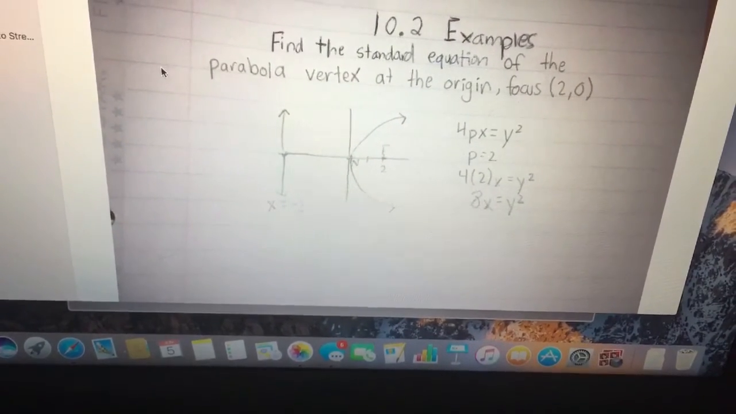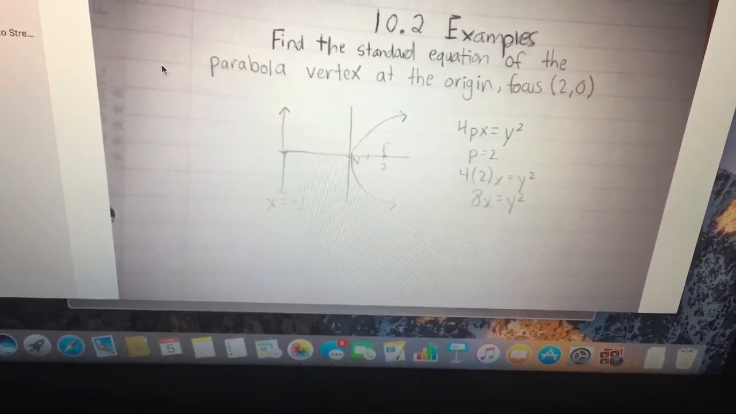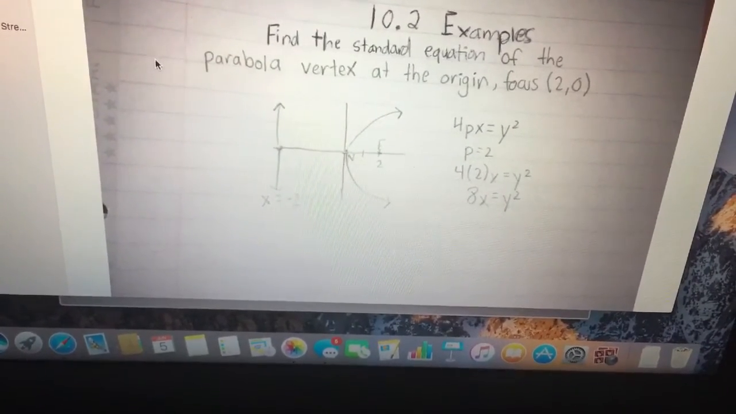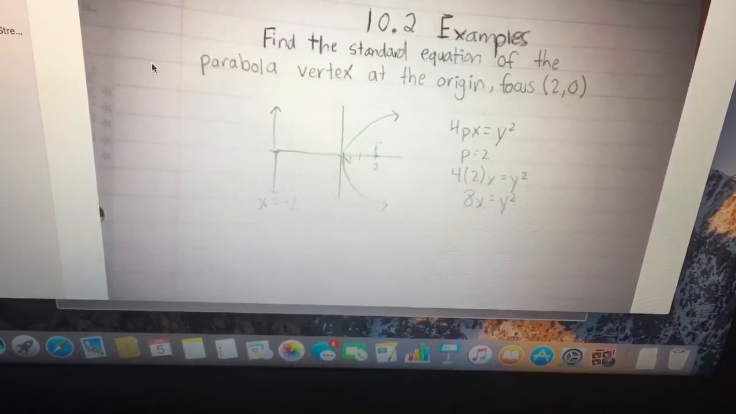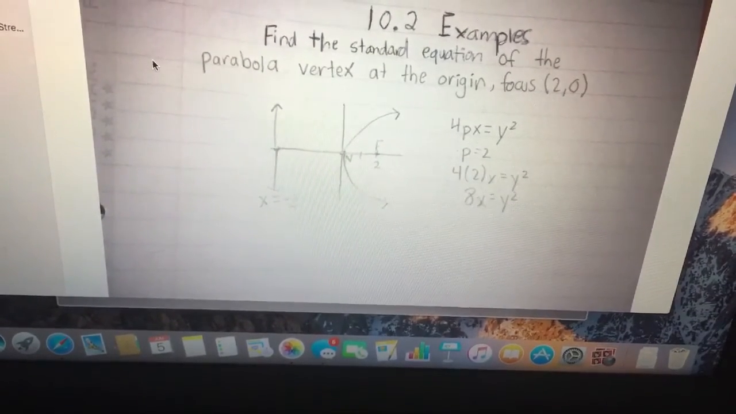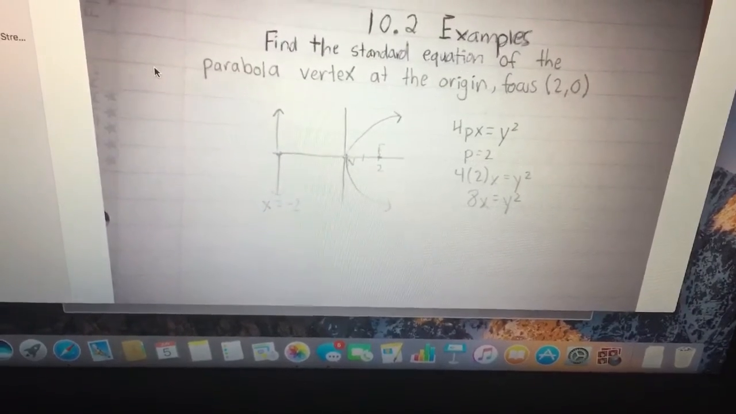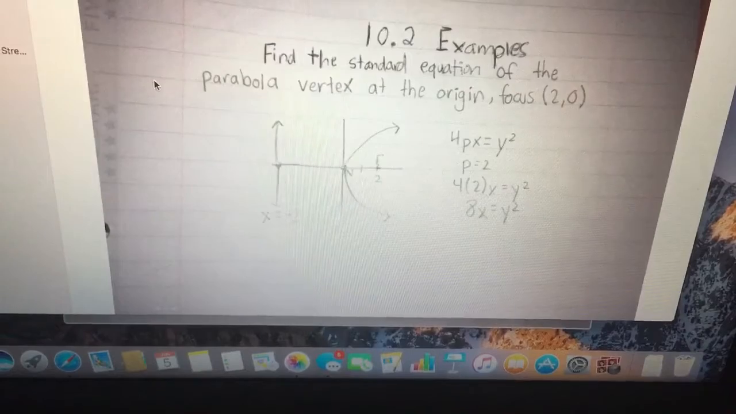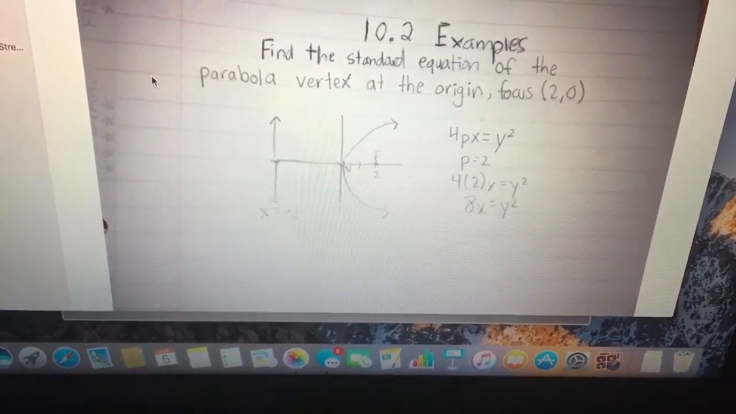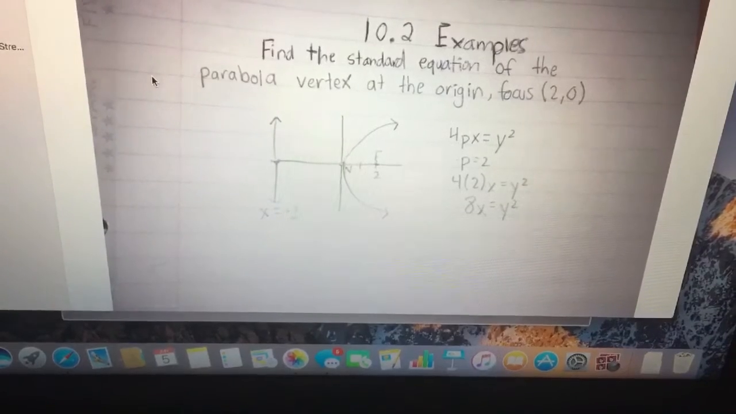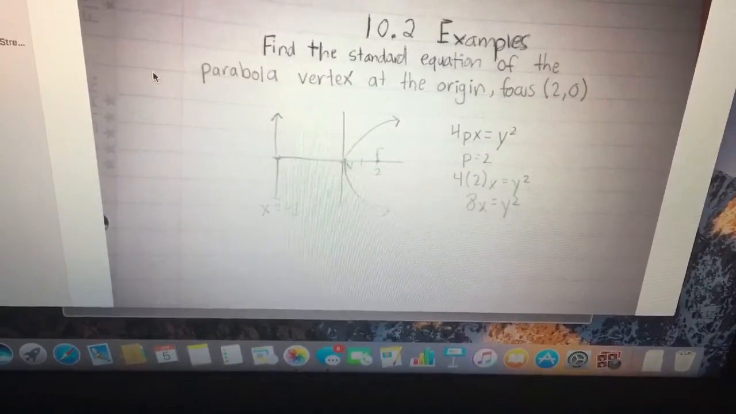So the equation is going to be 4px equals y squared. My p value is going to be 2, because it's the distance from the vertex to the focus, so my equation is going to become 4 times 2x equals y squared, so I'm going to get 8x equals y squared. And there's my standard equation.